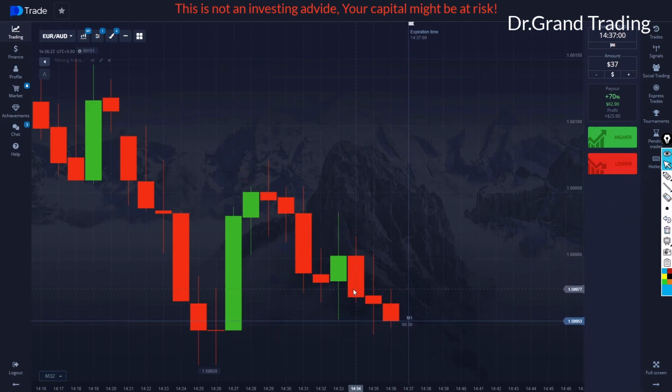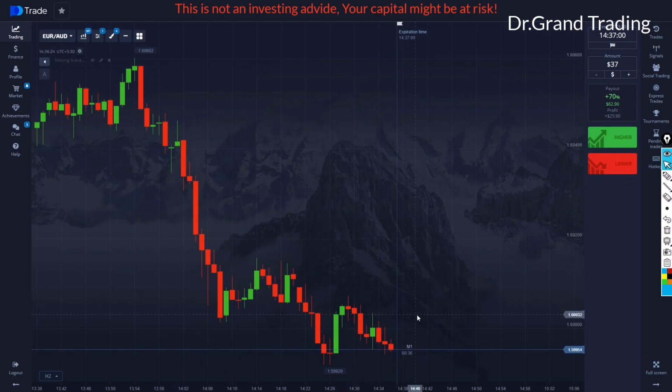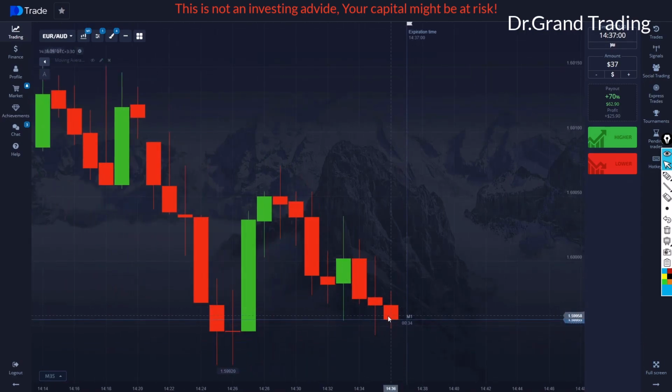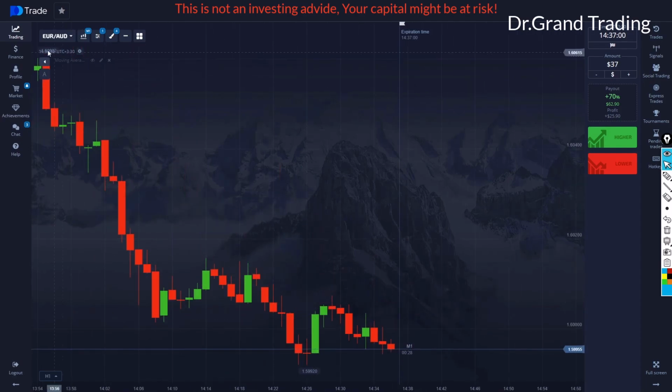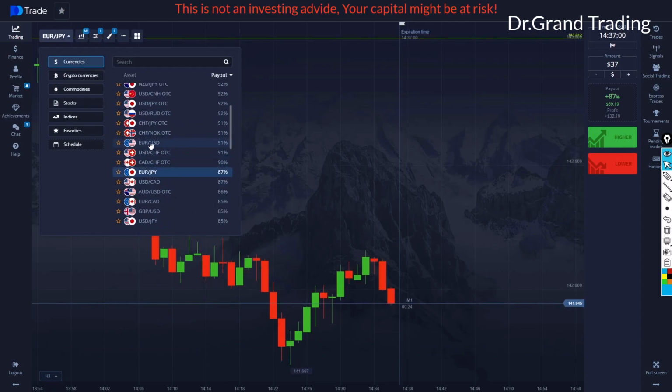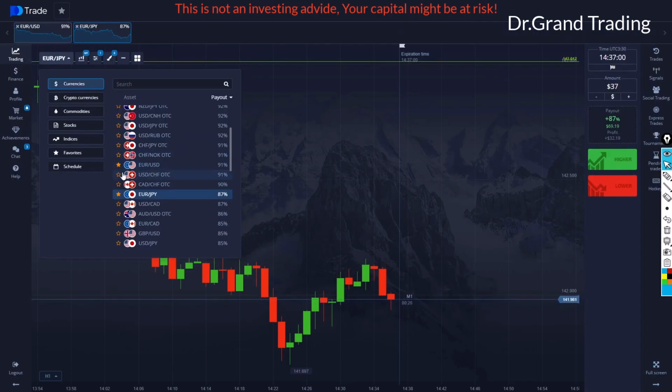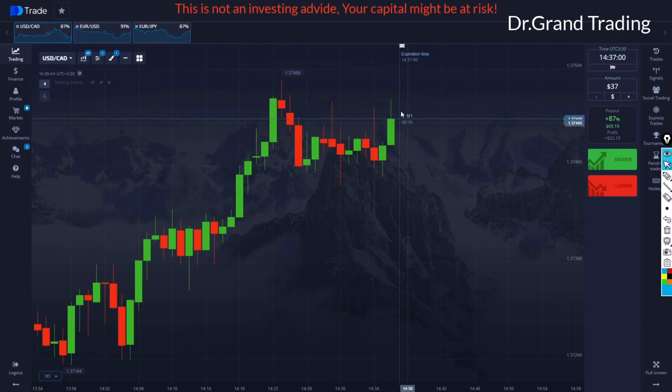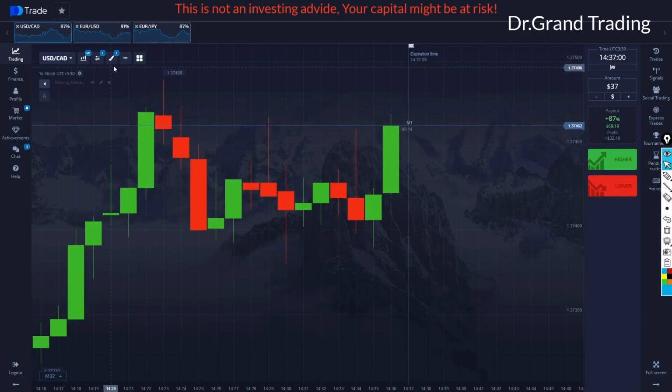Okay, here you see the downtrend. I missed this entry. Okay, we have an engulfing, we have a continuation sign. So yes, let's add some pairs: Euro USD and USD CAD. Okay, we have a level here.